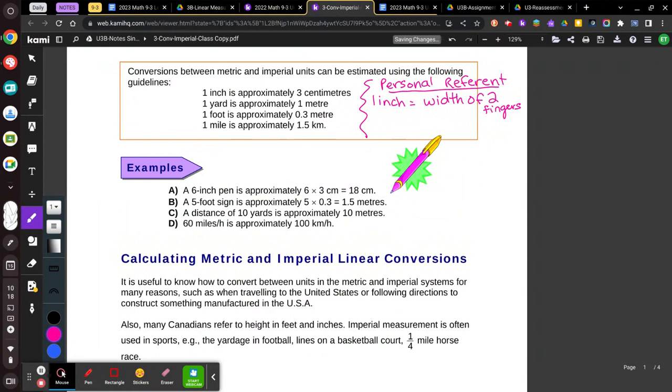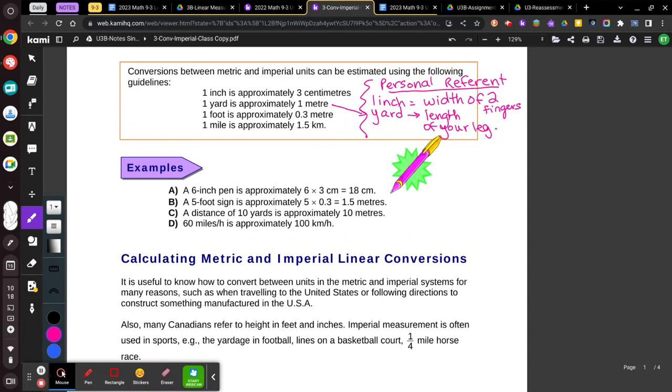A yard, how big is a yard? Well, that's about the length of your leg. Okay, so the yard is the length of your leg. Now, if you're quite a short person, it might be a little bit longer than that. So it'd be a little bit longer than my leg. I'm a bit short, but that's okay.